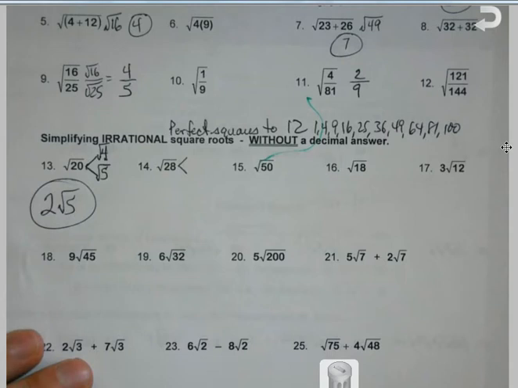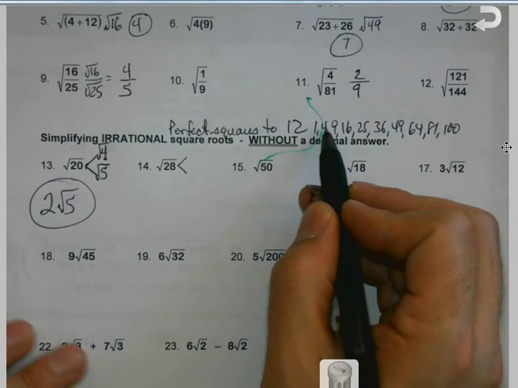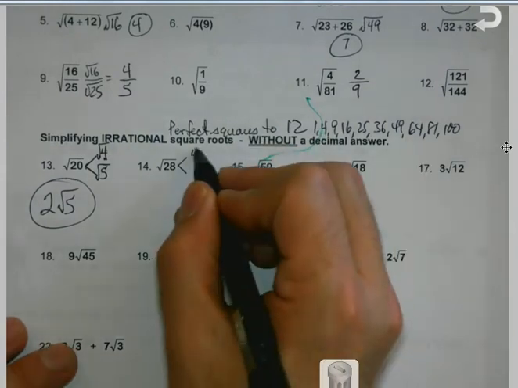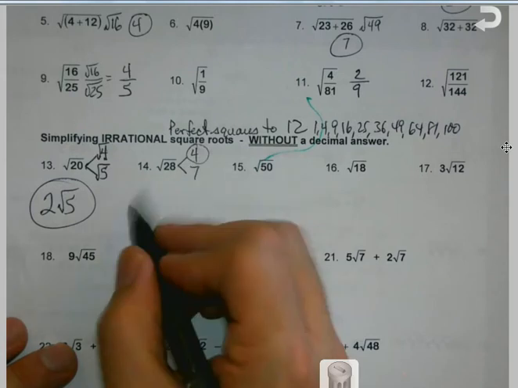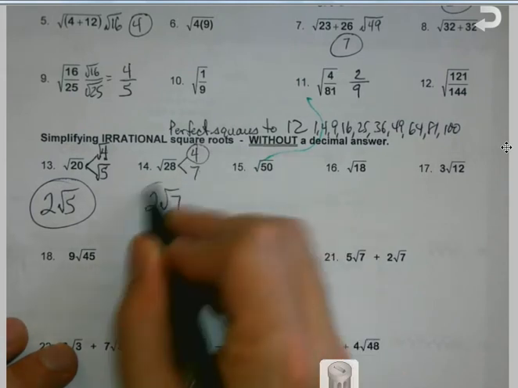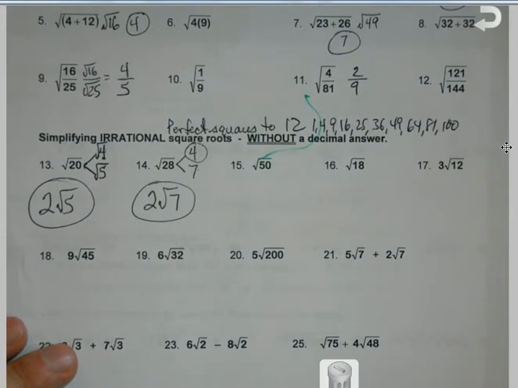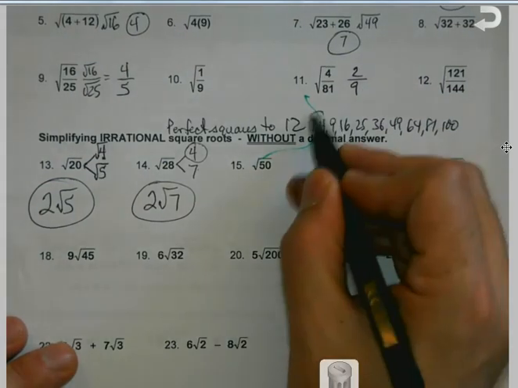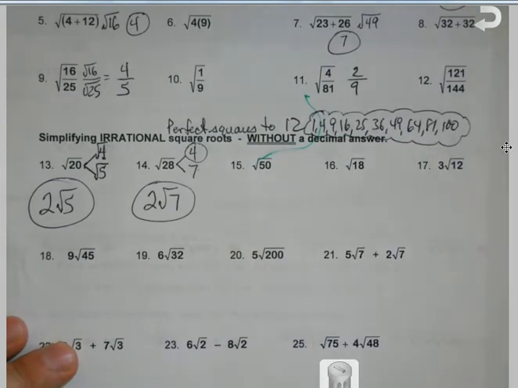So let's see. What's my combo for 28 here? Again, one of them's got to be from the list. And the perfect one, square root of 4, is 2. And then 7 won't break down. It stays underneath. But you always, always, always have to have one from the list, because otherwise nothing would break down, and that doesn't help us very much.